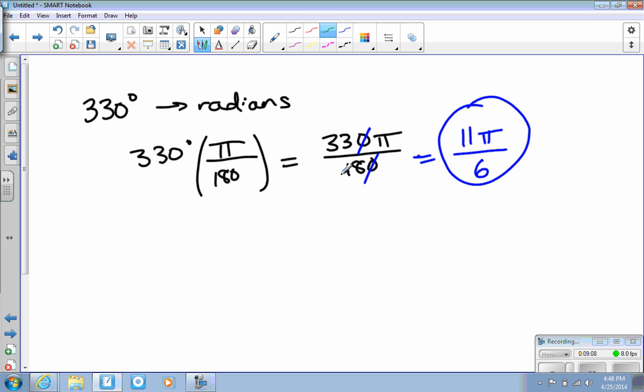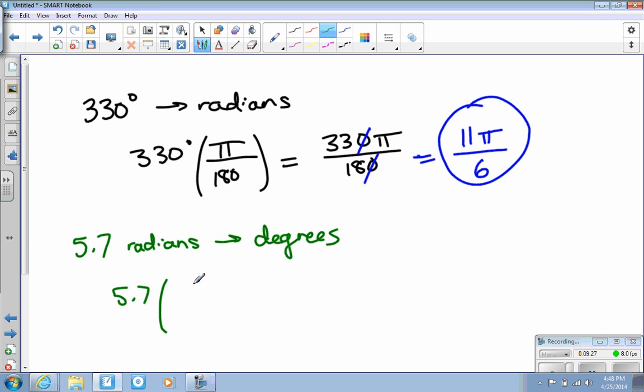Well, what if we want to go the other way with this? Sometimes you'll see radians with a unit, and sometimes you'll see them without. So if I just said 5.7 radians, you might see this as just 5.7. If I want to convert this to degrees, I'm going to take 5.7. Remember, whatever I want to go to goes on top. So 180 goes on top over pi. So this is 5.7 times 180 all over pi.